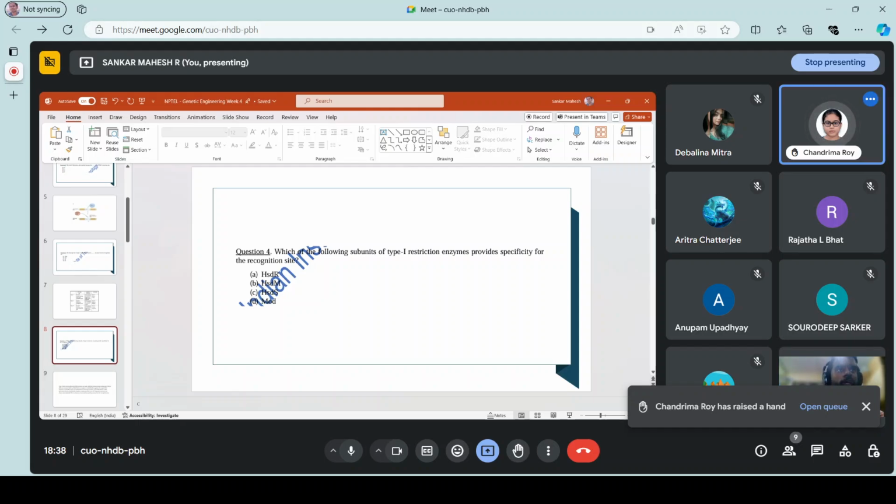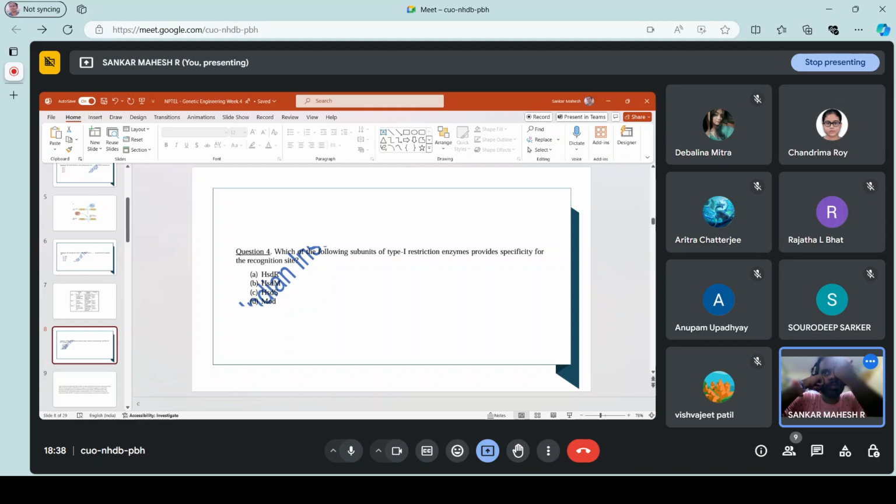After you, Vishwajit will be going. So I will be telling a wrong option. The first option, that is HSDR. This is actually for the restriction of the enzyme. What does this do, and where does this cut? It's a type 1 enzyme, so would it cut at the recognition site? No, it will be going 1,000 base pairs away from that recognition site. Right. And we'll come to you next after Vishwajit.